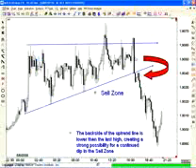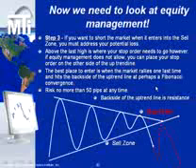Now, in this case, when it broke out to the south, the backside of this trend line was clearly way lower than the last high. So now we're in the sell zone. We'd want to take advantage of shorting the market once it entered into the sell zone.